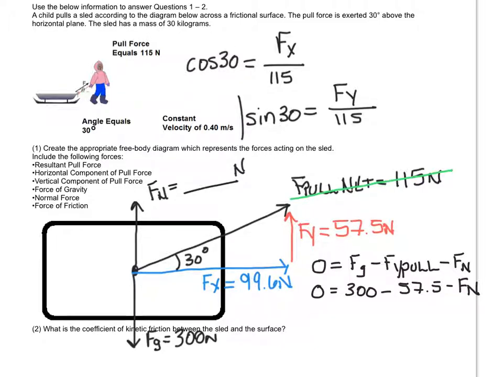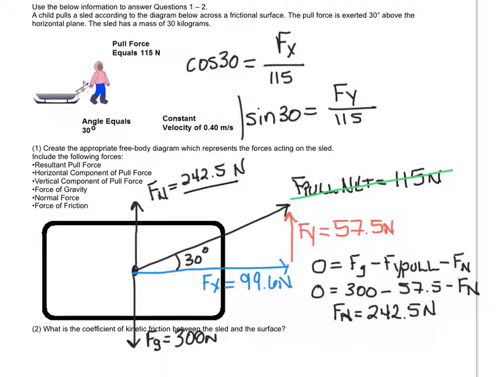now to be clear, this is not an equation that we memorize. This is an arithmetic expression that's problem specific to each situation. My normal force, when I sum that up, I land on a normal force of 242.5 newtons. That takes care of my vertical components of force.